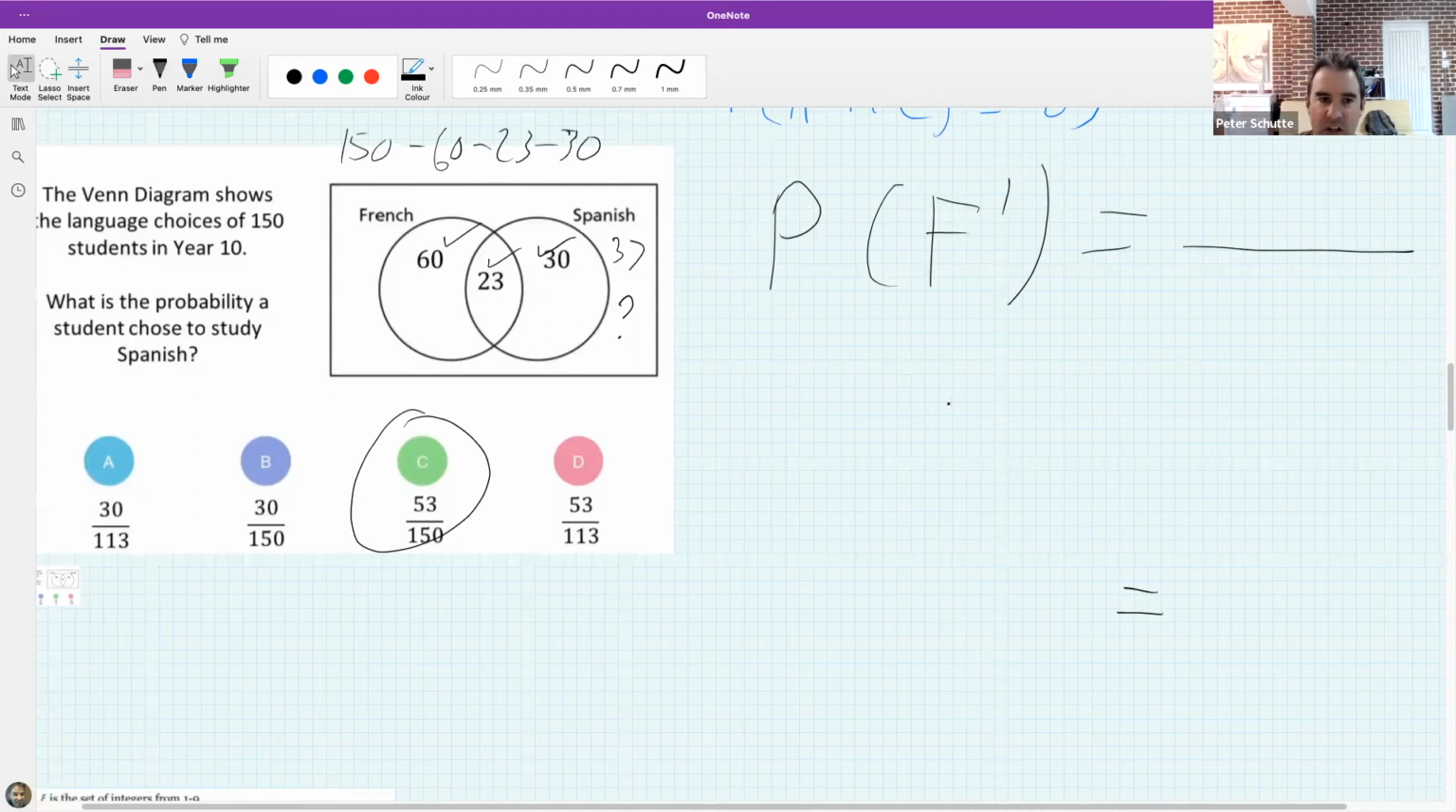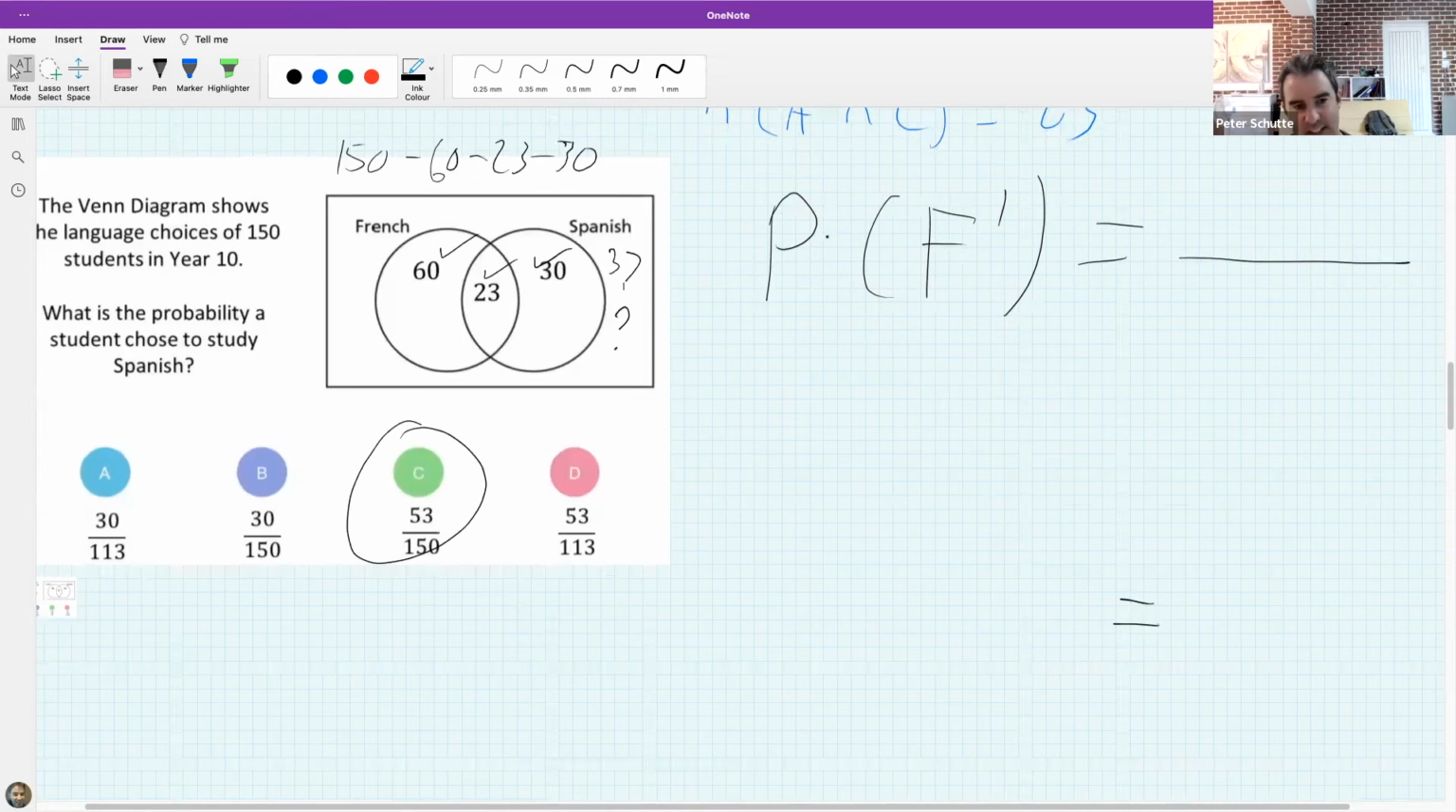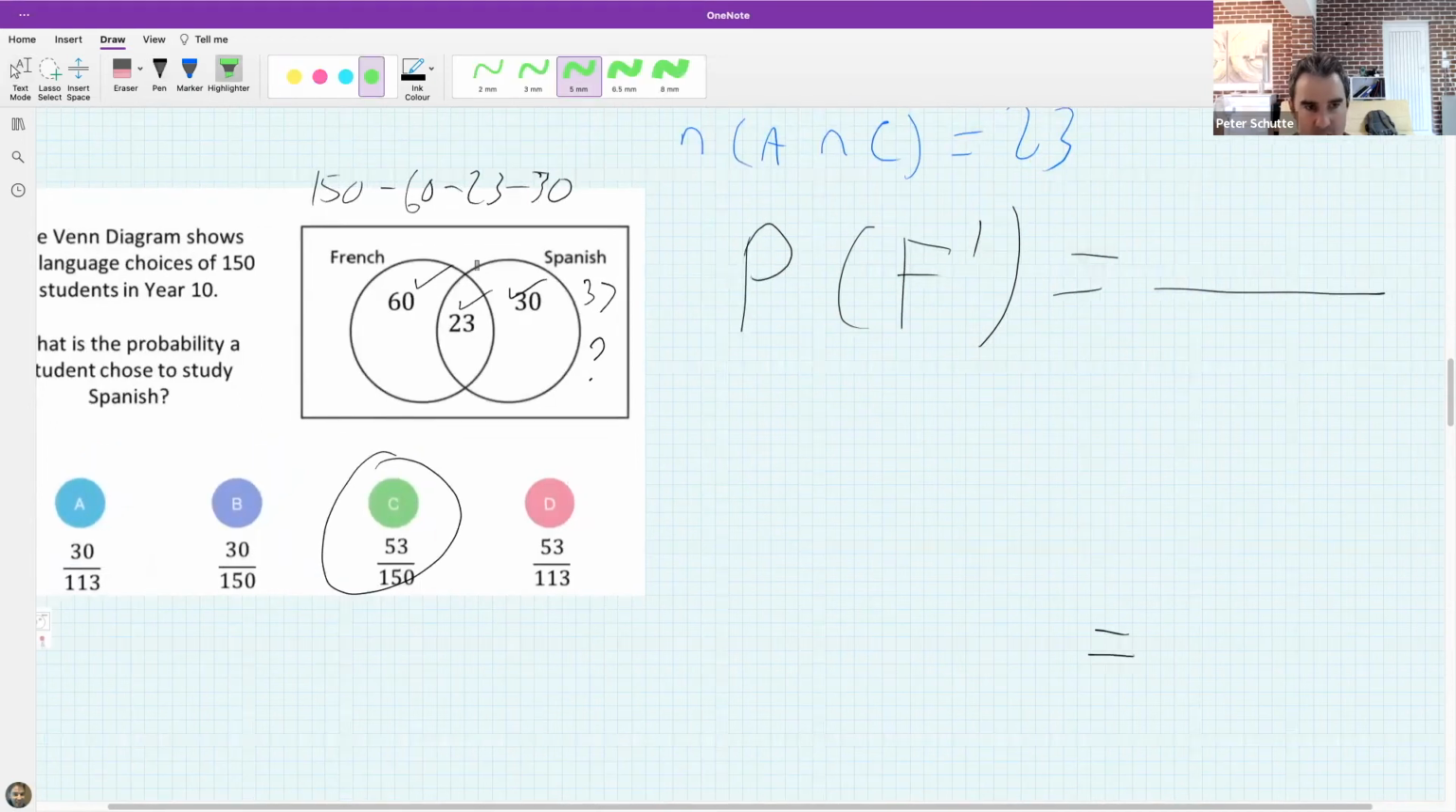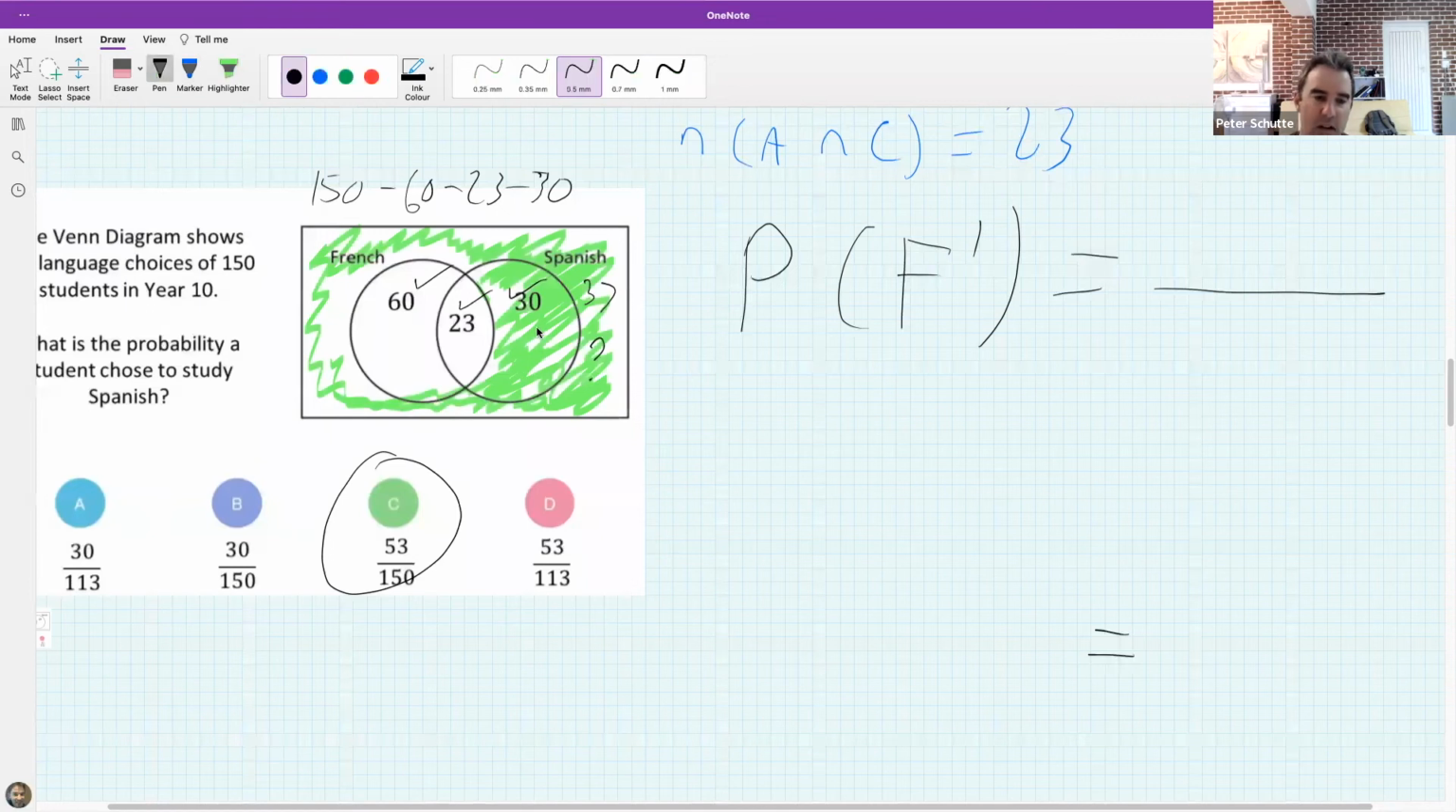But now the question is asking, what's the probability that I don't study French? It's basically the complement of French, and that region is going to be everything outside of French. Essentially, it's the region I've just colored in green. How many items are there in that one? Well, in the green, there's the 30 who study Spanish and don't study French, and there's 37 who study nothing. And so my answer should be 67 over 150.